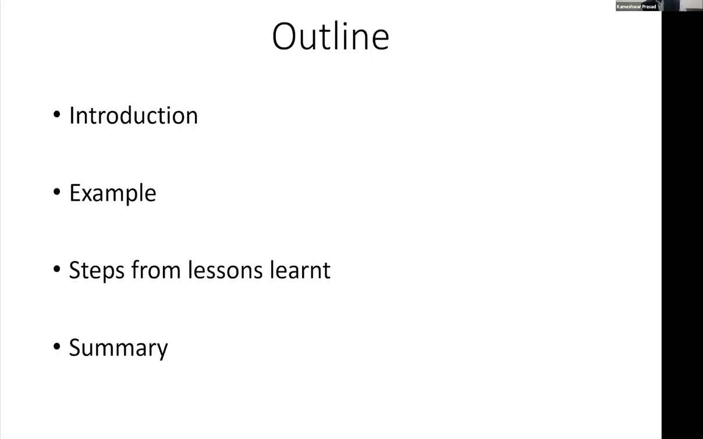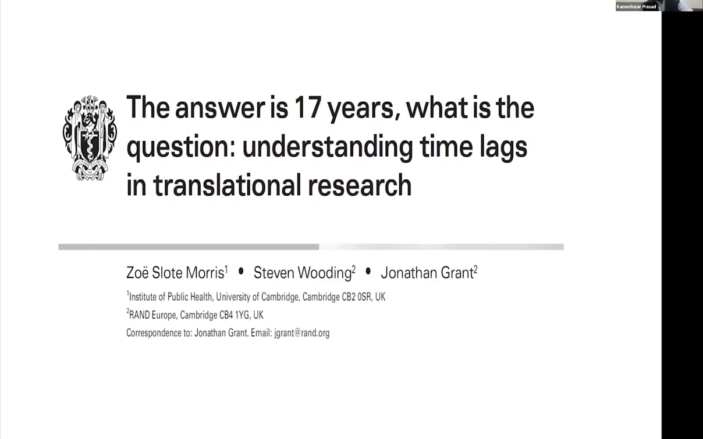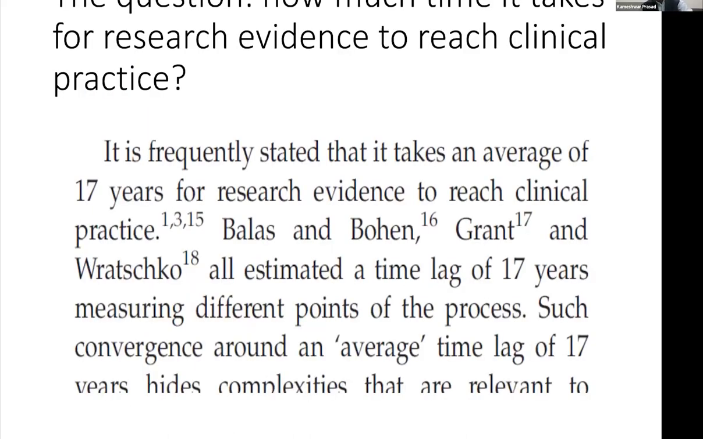an example and share what lessons we have learned, which can be applied for rapid clinical guideline development, which can change practice. So this is a very well-known paper written by Morris, Wooding, and Grant, which is the answer is 17 years. What is the question? And that's a paper about time lags in translational research. And the question is how much time it takes for research evidence to be applied in practice. And it is frequently stated that it takes on average 17 years.